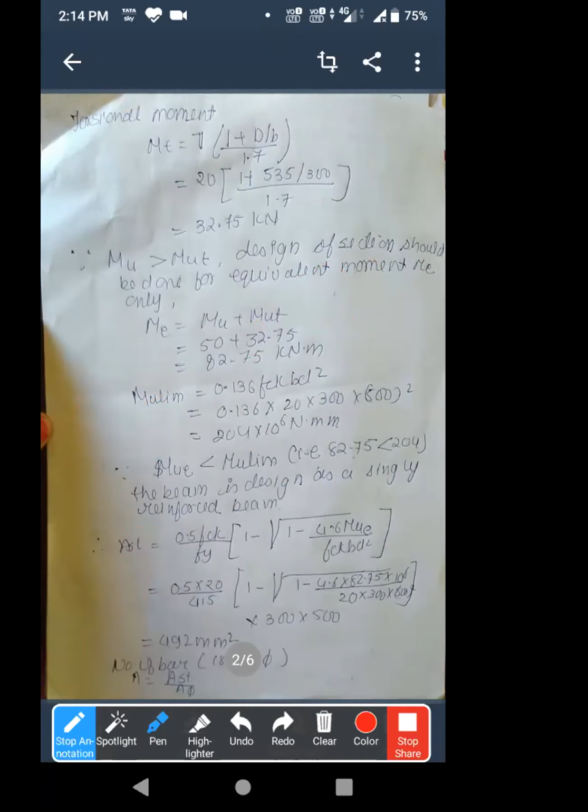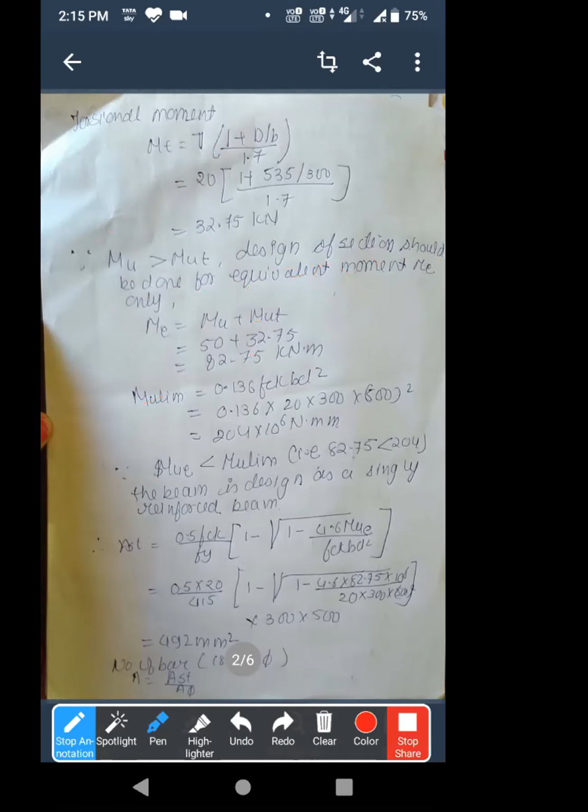Okay, and T is already given to you, that is the torsional moment, that is 20. Why this formula? You have found that the torsional moment is 32.75. Now the case is, since Mu is greater than MuT, it means your ultimate moment is greater than your torsional moment. Then the design of the section should be done by the equivalent moment Me only.